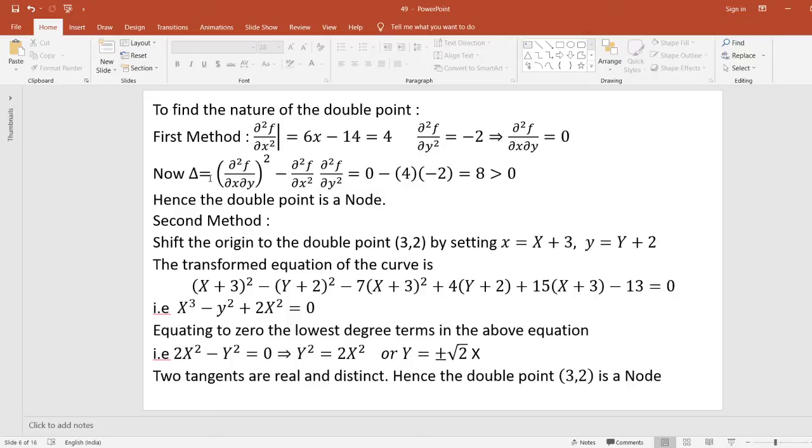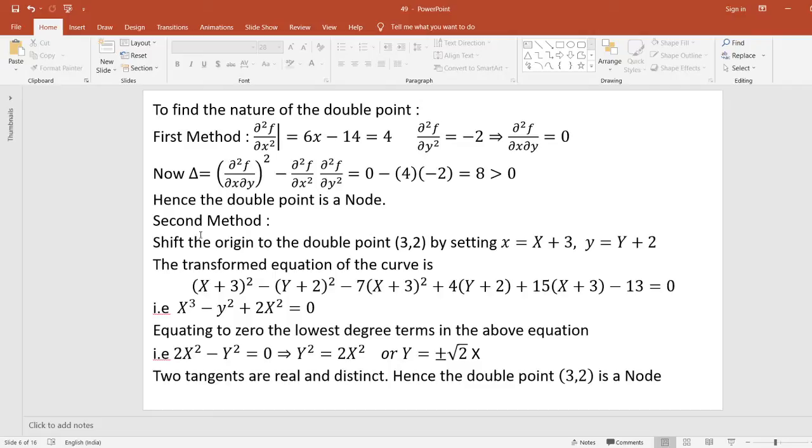Next, consider delta is equal to dou square f by dou x dou y whole square minus dou square f by dou x square into dou square f by dou y square. So dou square f by dou x dou y is 0. 0 minus 4 into minus 2, that is 8. This is a positive number, therefore the double point is a node. This is the first method to find out. We can find out from this method or the other method.